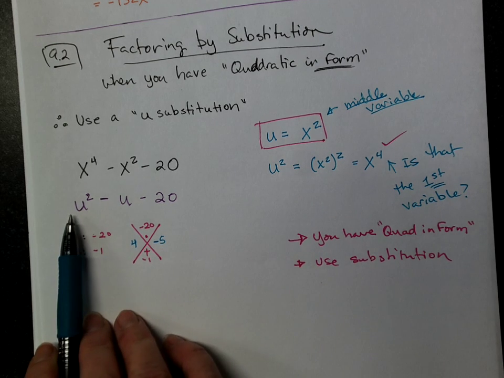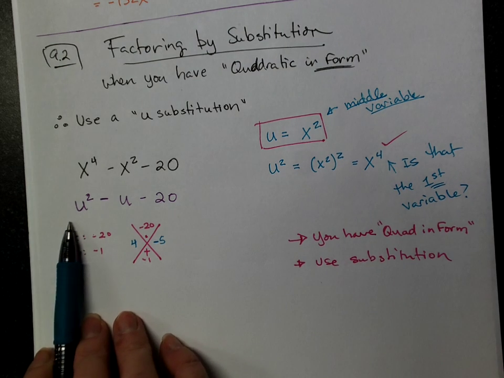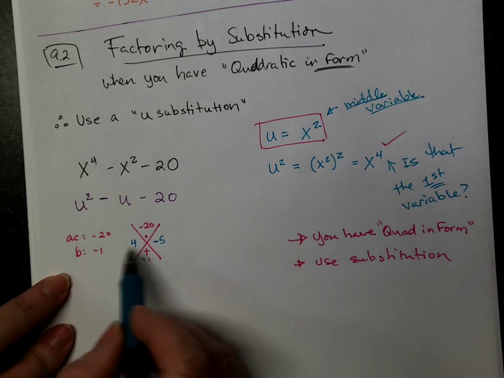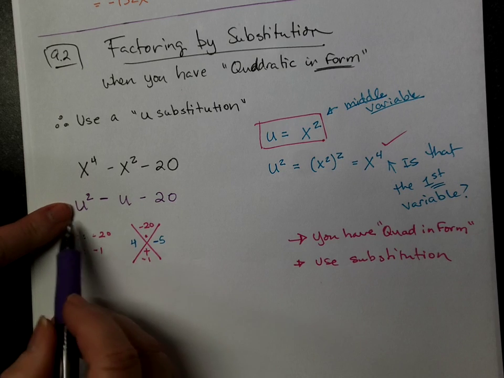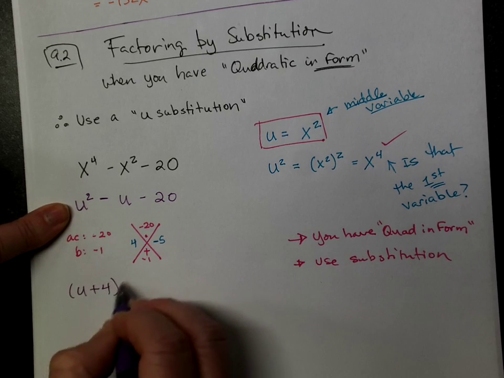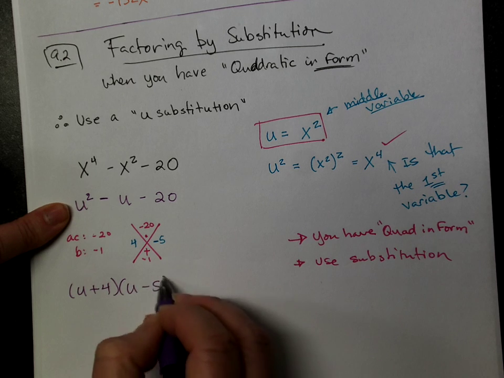Now is A equal 1? Yeah, then you're done. You don't need the second step. Okay. If A is not 1, you are not done. Okay. A is 1, so you are done. So that's your magic pair of numbers. Now you did this with u's. Yeah, u plus 4, u minus 5.